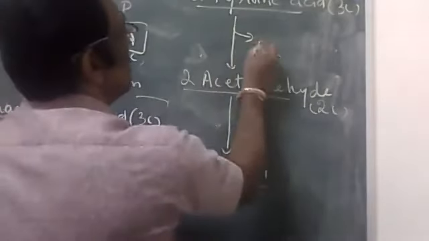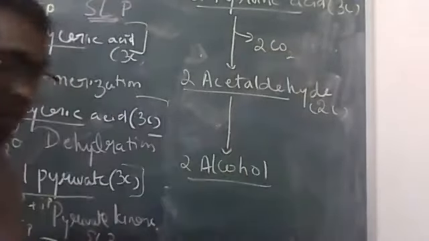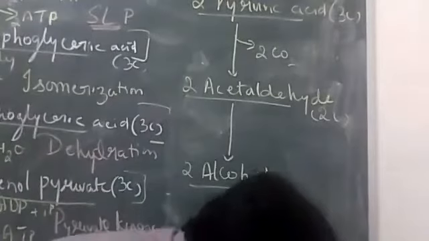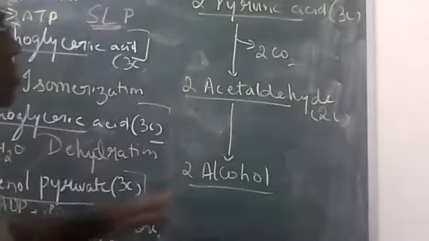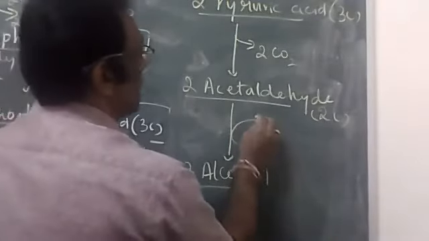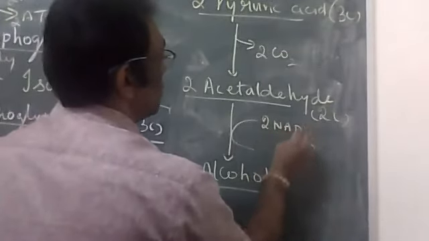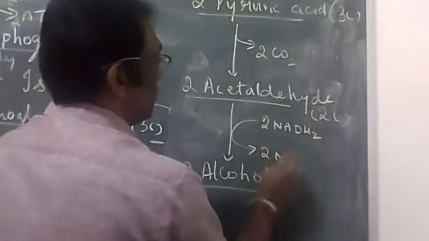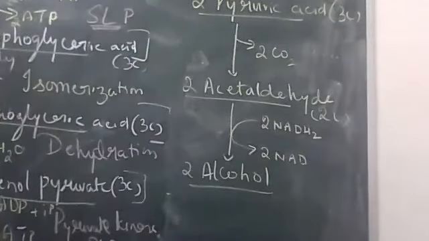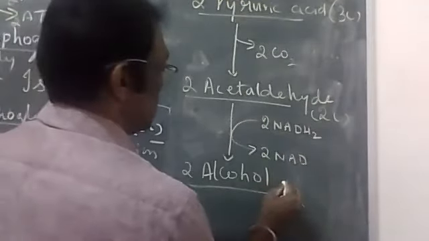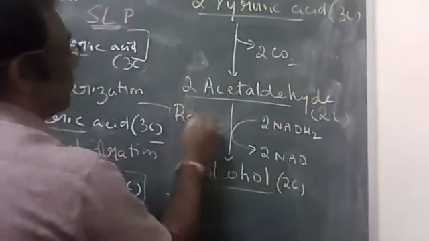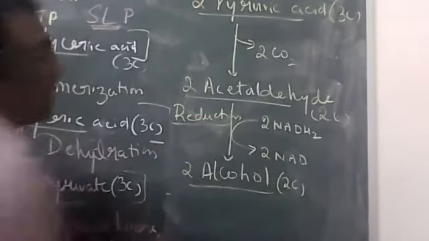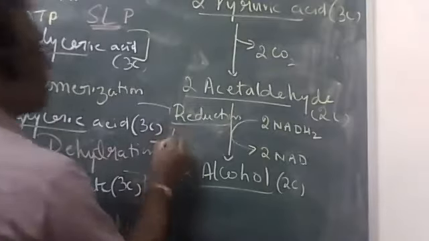When this happens, they lose CO2. Carbon dioxide is removed. Understand? All of you understand that step. Acetaldehyde converts to alcohol by using 2 NADH. Alcohol is formed now. So here it is reduction. Name of the enzyme is alcohol dehydrogenase.